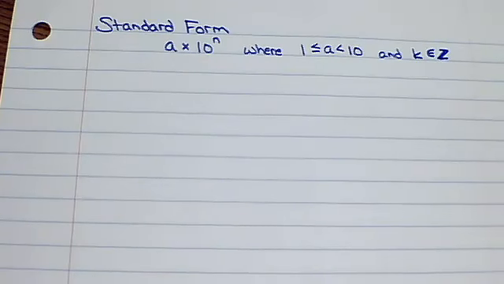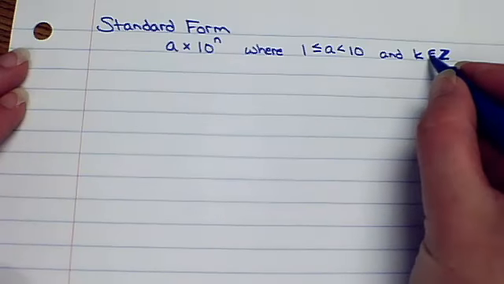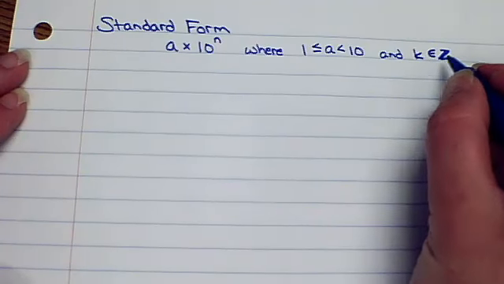The next thing we're going to look at is standard form. This is used a lot in IB papers. Standard form. I really want to talk through what all this means. A times 10 to the n, where 1 is less than or equal to A, which is less than 10, and we'll see if we can remember this one. And n is an element of the integers.